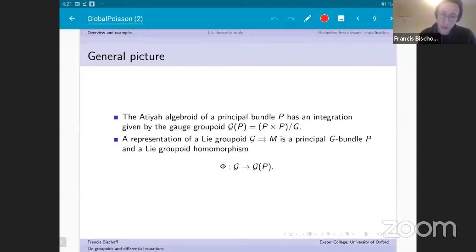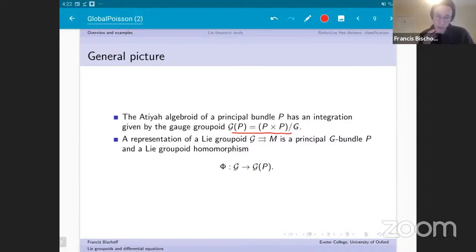Okay, the second part is the more global picture. The Atiyah algebroid of a principal bundle has an integration to a Lie groupoid, which is the gauge groupoid. And the arrows of this groupoid essentially are given by G-equivariant isomorphisms between the fibers of the principal bundle.